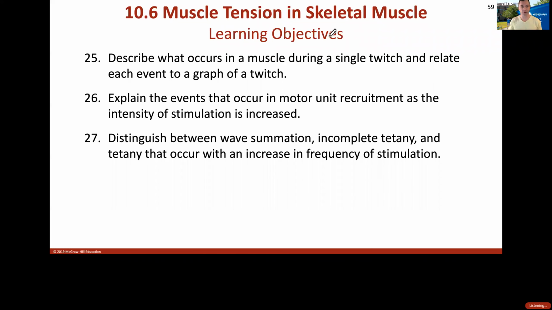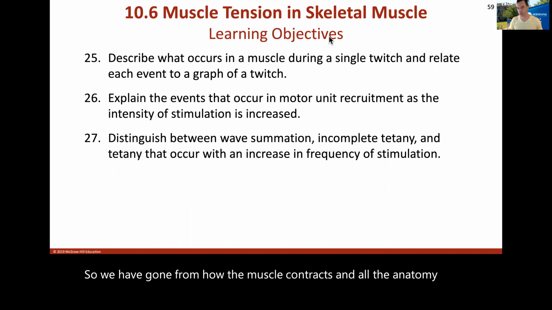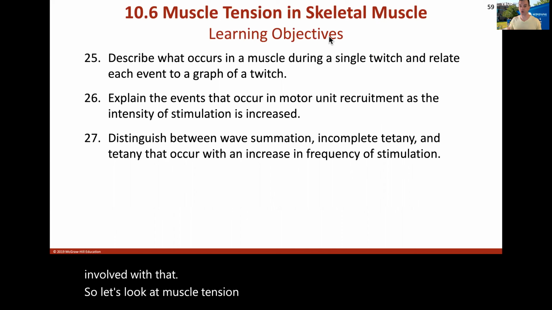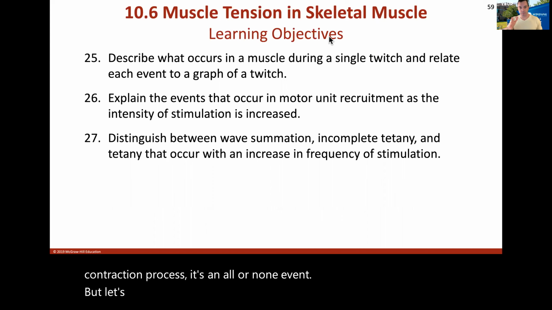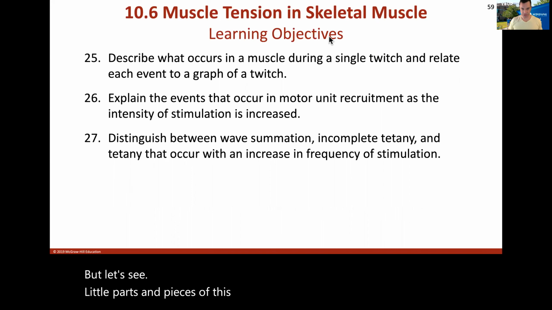So we have gone from how the muscle contracts and all the anatomy involved with that. So let's look at muscle tension now, all right? Because we know the contraction process. It's an all or none event. But let's see little parts and pieces of this whole concept of a skeletal muscle contraction.